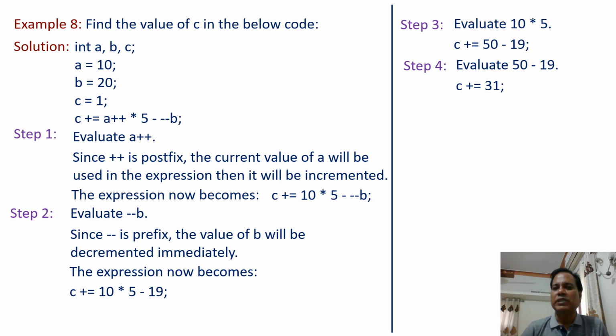Now what is the meaning of this expression? This shorthand operator += is evaluated, and c += 31 is the same as c = c + 31. So what is the value of c? That value is added with the 31. The value of c here is 1. So 1 + 31 becomes 32. So finally we get the value of c as 32.